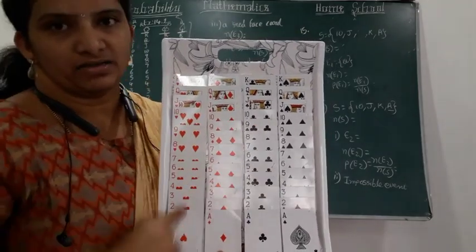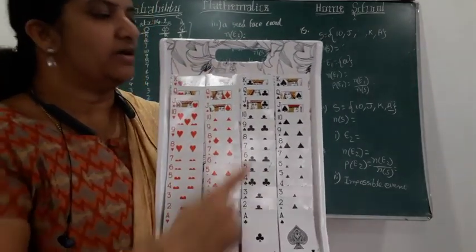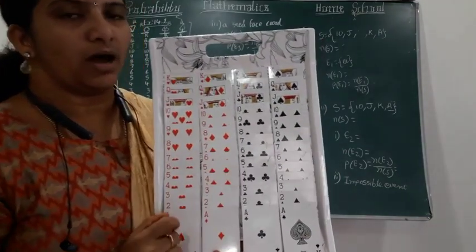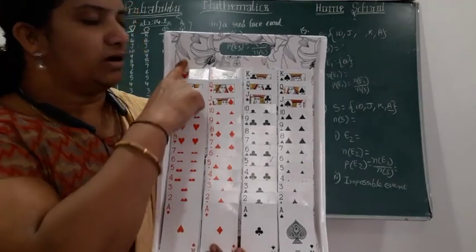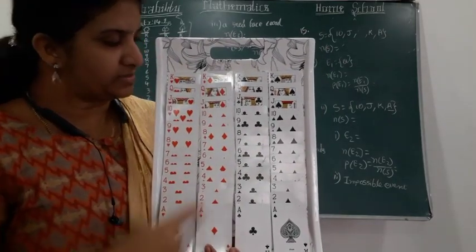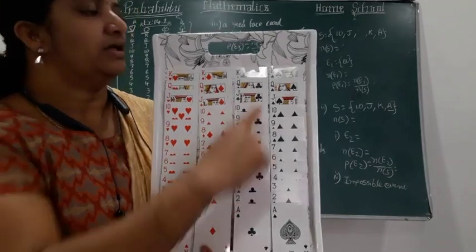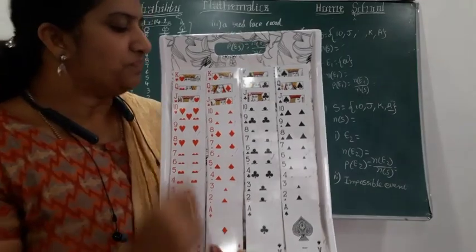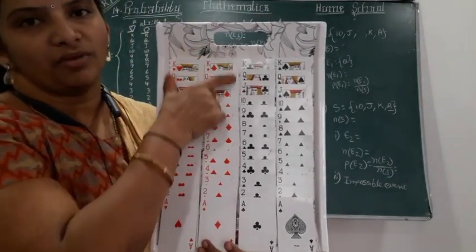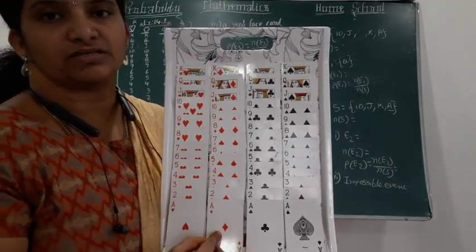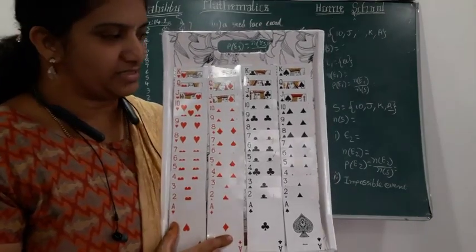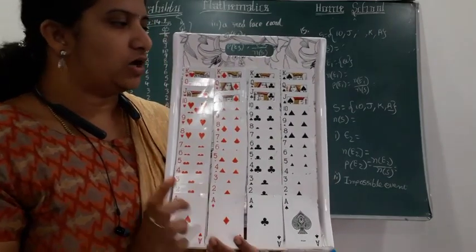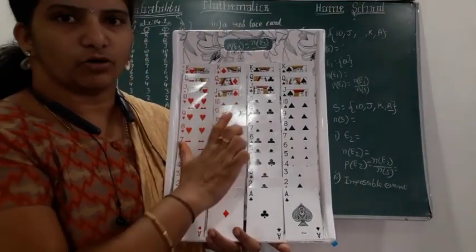Okay, the same pattern we will have in diamonds, in clubs and also in spades. So total how many cards are we having here? 13 heart cards, 13 diamond cards, 13 club cards and 13 spades. Total how many red colored cards do you have? 13 plus 13, it will be 26 cards. Total how many black colored cards do we have? 26 cards. Okay, this is the small tiny idea about the cards.